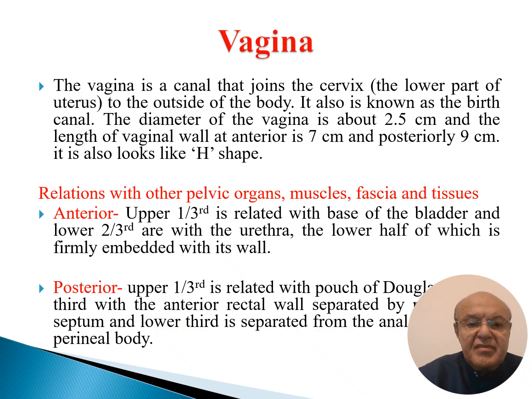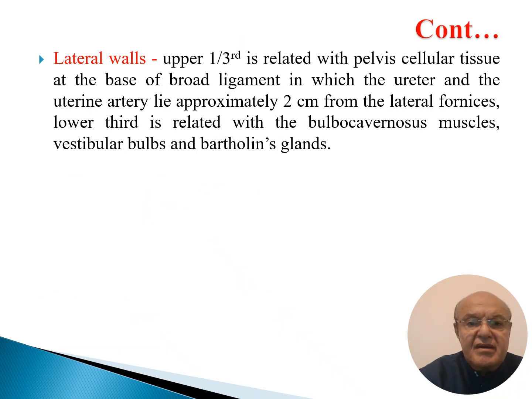The middle third is related to the rectal wall, separated by the vaginorectal septum. The lower third is separated from the anal canal by the perineal body. And the lateral wall of the vagina is related to the pelvic cellular tissue at the base of the broad ligament.